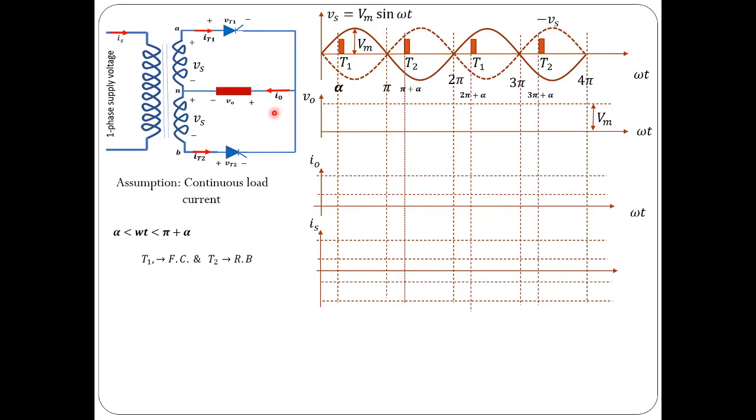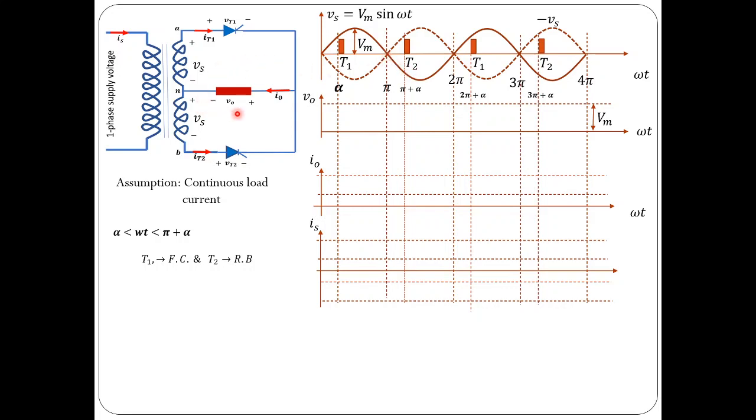So let me assume that load is highly inductive in nature. In that particular case, load current is continuous. From alpha to pi, thyristor 1 is already forward biased and it is fired, so it would conduct. At omega t equal to pi, thyristor 2, even though it is forward biased, won't conduct as there is no gate pulse given. And since the load is highly inductive, current must continue from pi to pi plus alpha.